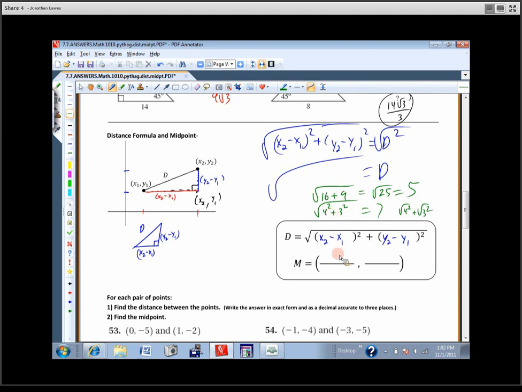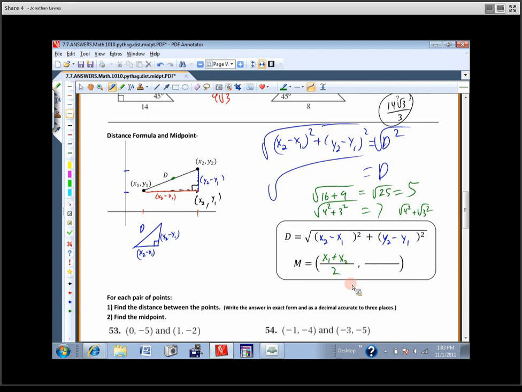Okay, and then the midpoint formula. Midpoint stands for middle point. It's right in between the two. So if somebody says midpoint, think average point, and you'll know what the formula is. How do you average two things? Add them and divide by 2. Add them and divide by 2.